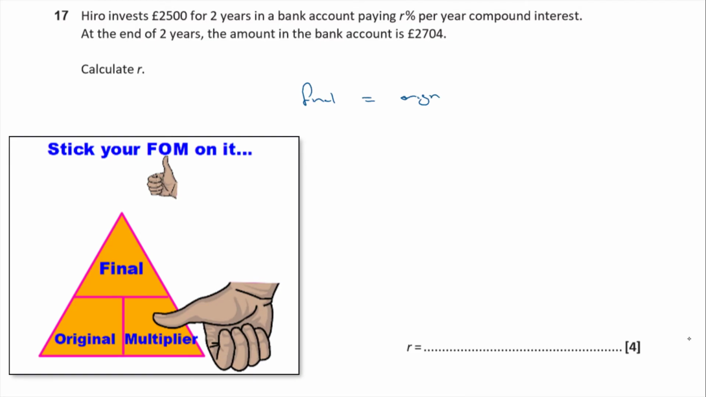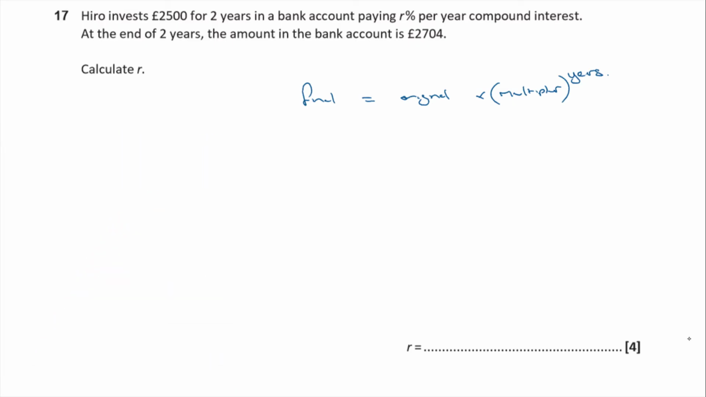Okay, so in order to do compound interest, your final amount is going to be your original amount times your multiplier raised to the number of years, or the number of times that you're applying the compound interest. In this case, it's going to be years, isn't it? So my final, I'm told, is 2,704. The original is what was in the bank to start with. That's 2,500. And then the multiplier, well, that's what we're trying to find. It's the R there, isn't it? So that's going to be my R to the number of years.